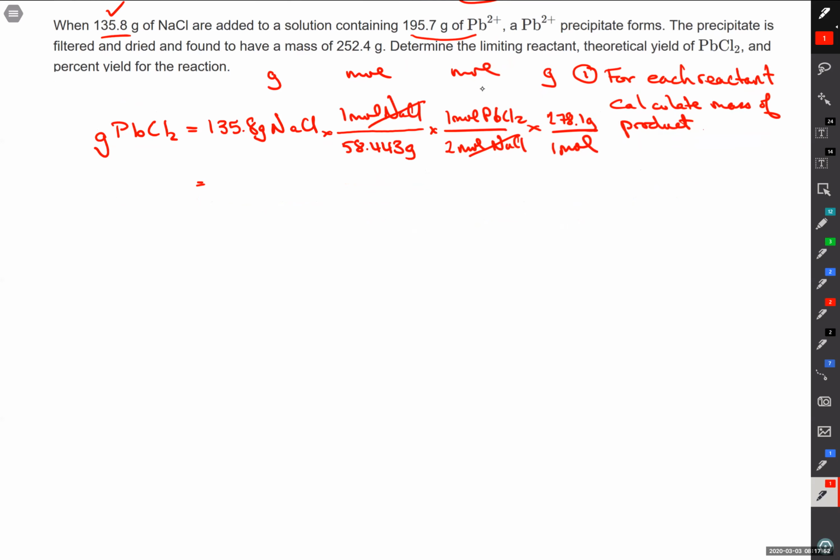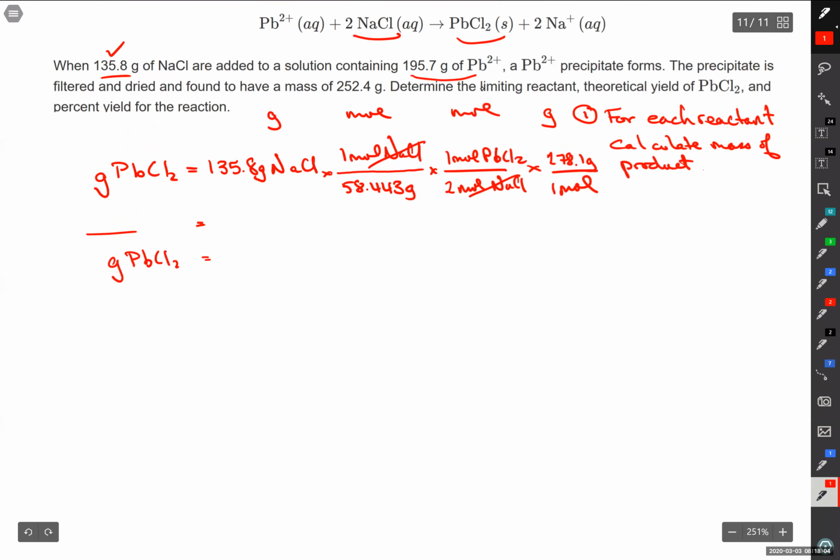So the next part is to say grams of lead chloride. It looks exactly the same almost, PbCl2. And then I'm going to start with 195.7 grams of lead 2+.